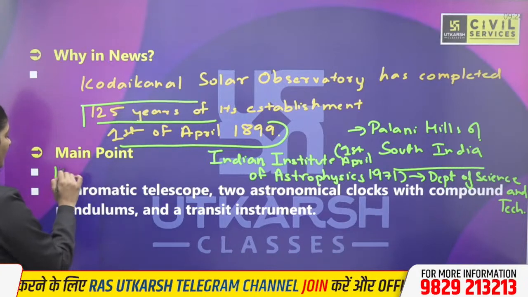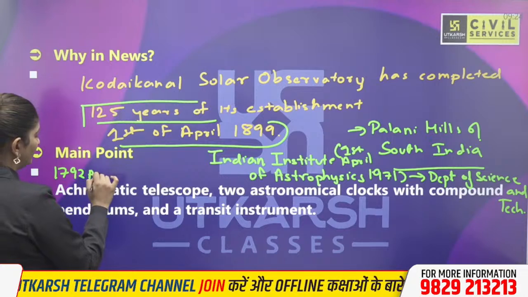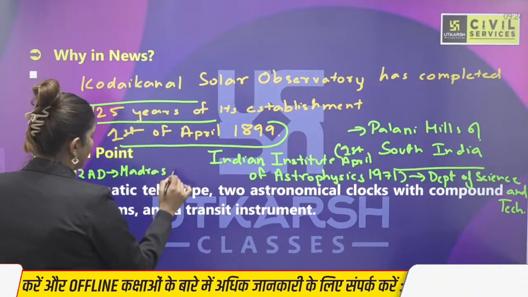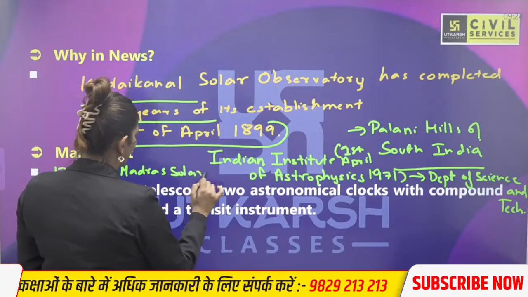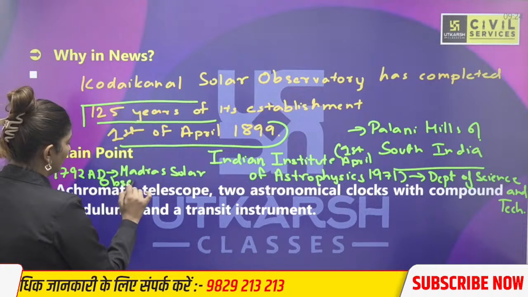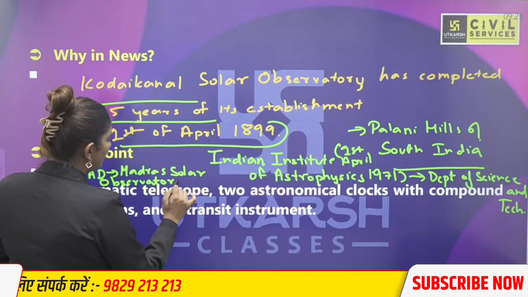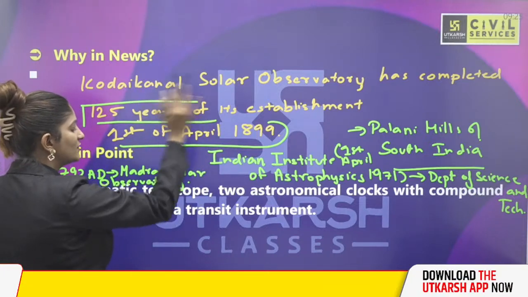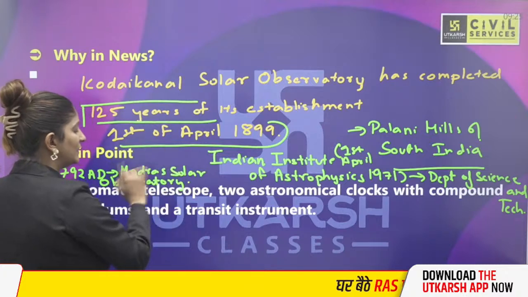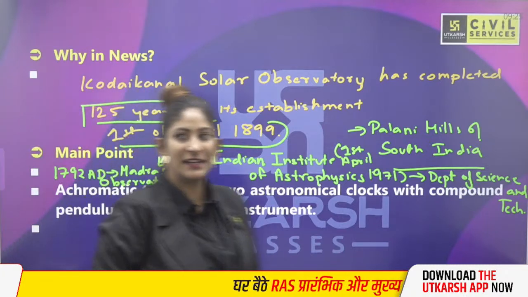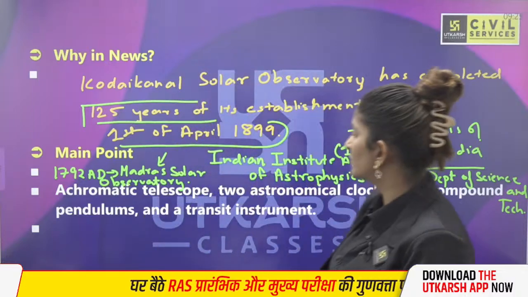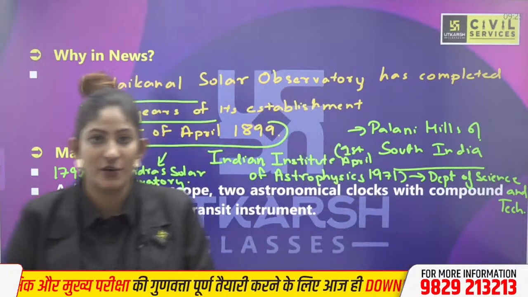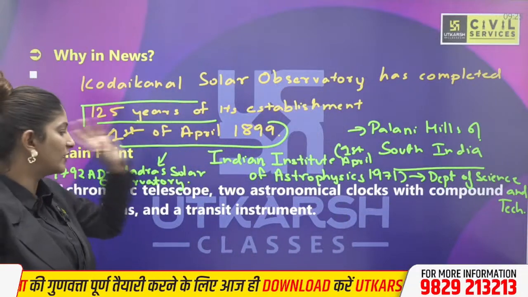For the first time ever in 1792 AD, the British East India Company developed the Madras Solar Observatory. And the Madras Solar Observatory was later on merged with the Kodaikanal Solar Observatory. That means in 1792, the British East India Company developed this particular solar observatory, the Madras Solar Observatory, but later on it was merged with whom? The Kodaikanal Solar Observatory. This you have to remember.